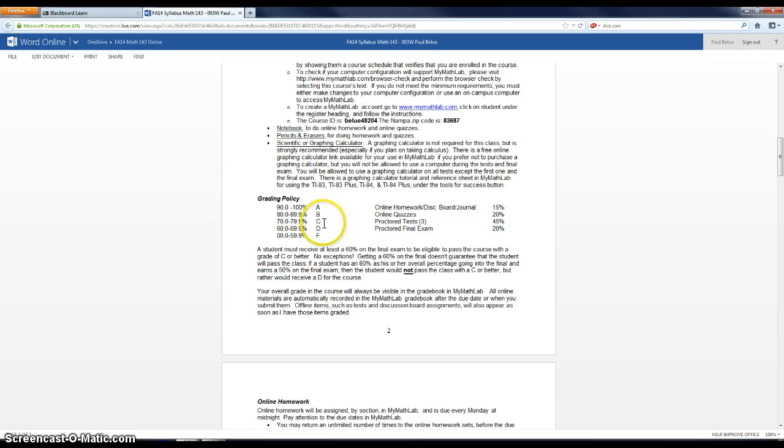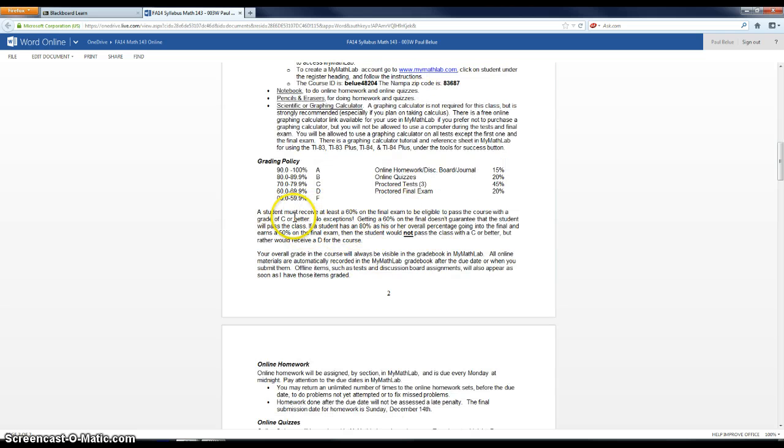You'll see here's the grading policy. At the end of the semester, I'll look at your overall score in My Math Lab and use this grading scale to determine your grade. Here's the breakdown of the weights for the various assignments and tests. For your online homework, discussion board, and journal, that will be 15% of your grade. The online quizzes will be 20%, proctored tests 45%, and the proctored final exam 20%.